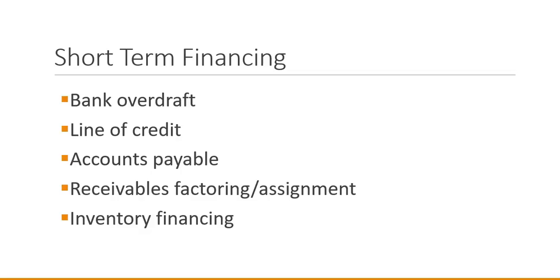Accounts payable is a type of financing that is arranged through a company's vendors. Receivables factoring or assignment is a way to use receivables to be able to obtain short-term financing. And similarly, inventory financing is a way to obtain short-term financing. Both receivables and inventory are assets which can be used to obtain secured loans, short-term loans backed by a company's assets.